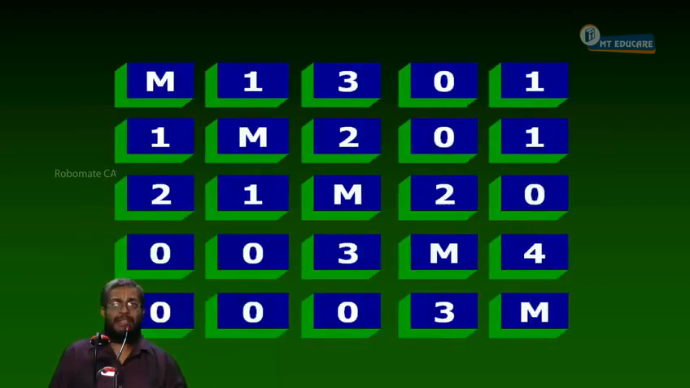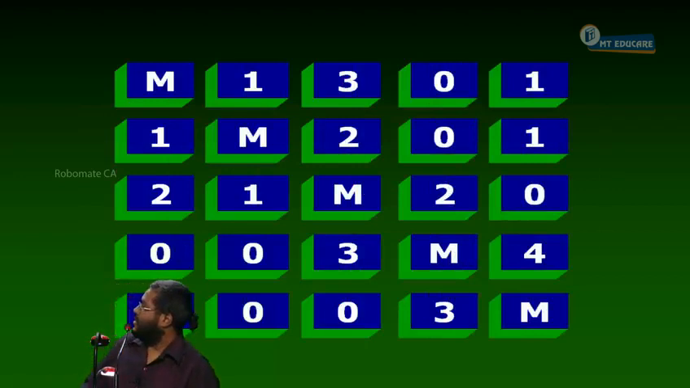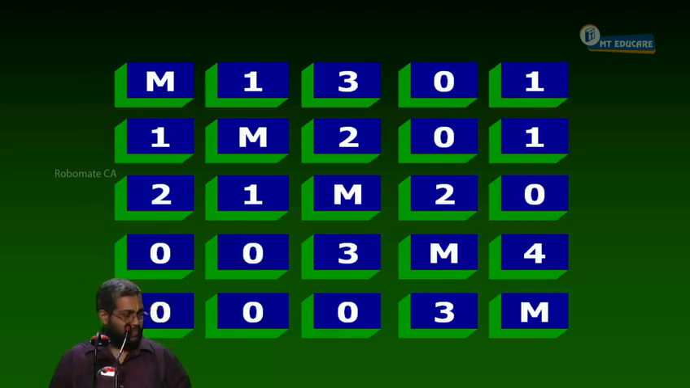Can I start that? No. Write the matrix once again. Left to right I am reading: M, 1, 3, 0, 1. 1, M, 2, 0, 1. 2, 1, M, 2, 0. 0, 0, 3, M, 4. 0, 0, 0, 3, M.